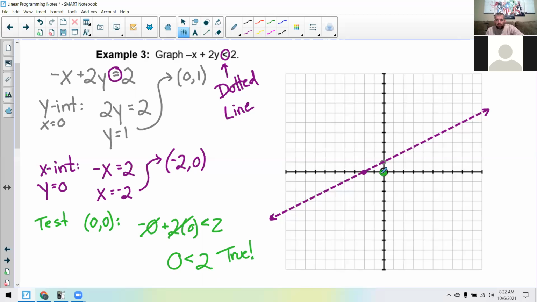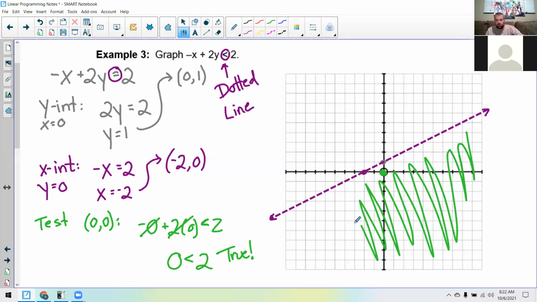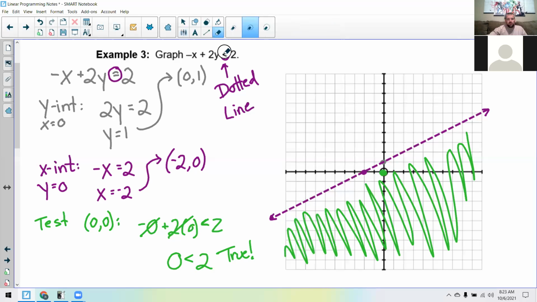So now this point works. 0, 0 does work. So I know my solution is going to be the side that 0, 0 is on. So I'm going to shade the part below it. So any point in this green area will satisfy this inequality. Okay, let me know if there's any other questions.